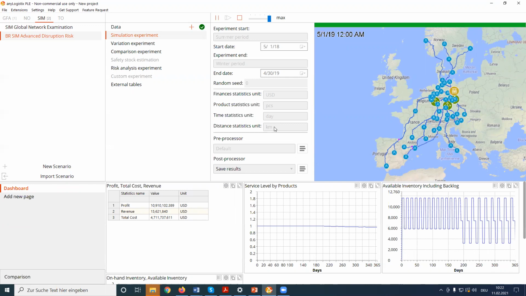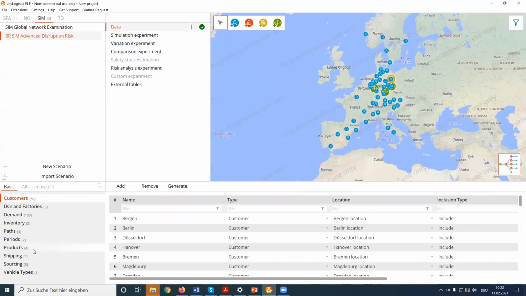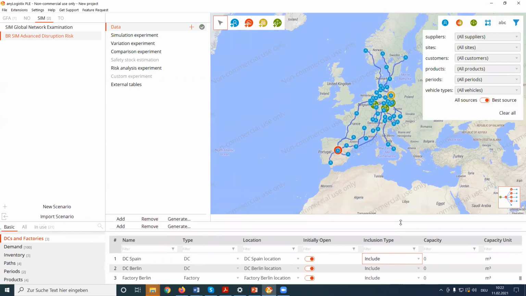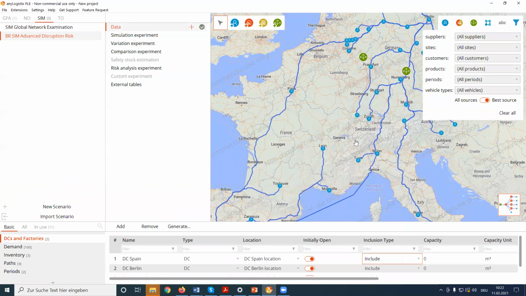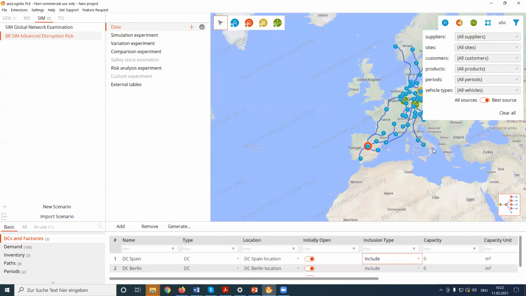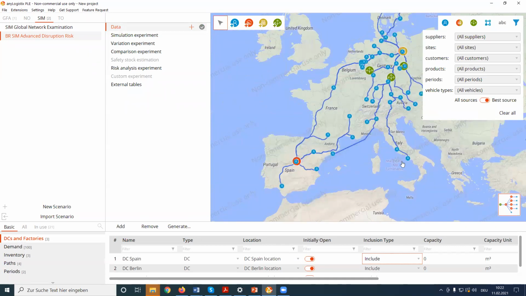Subsequently, we look at the situation when we would have a second distribution center. Let us go to the table DC and factories, and now we include the second DC. Our supply chain design consists of a factory in Berlin and distribution centers in Berlin and in Spain. And you can see that following the dynamic closest rule, some customers are now allocated to be delivered from the DC in Spain.